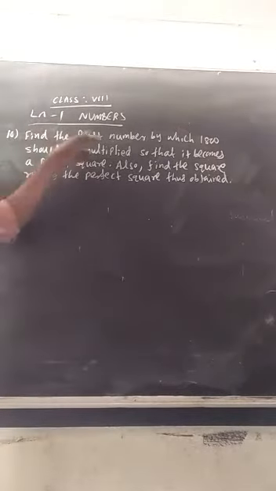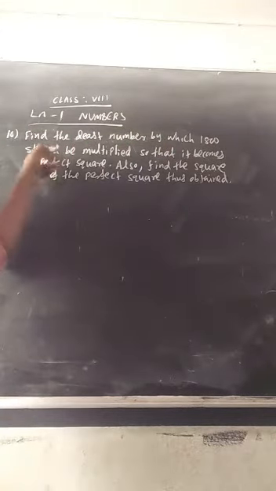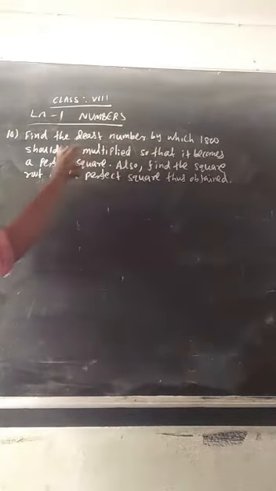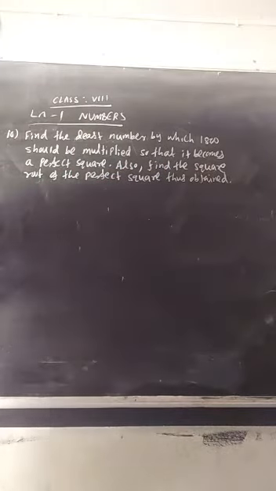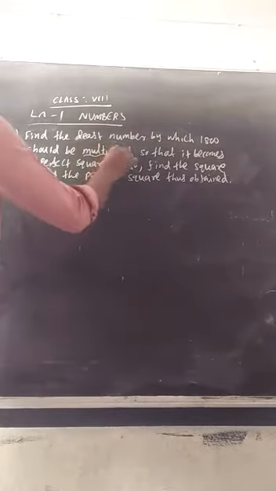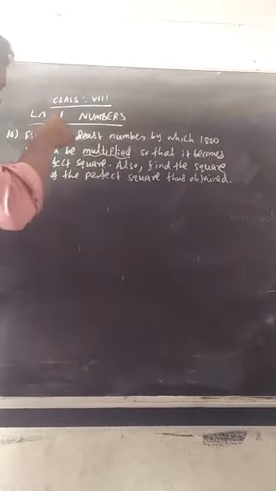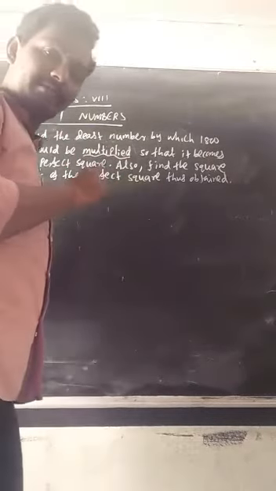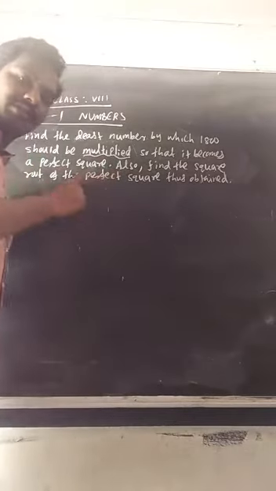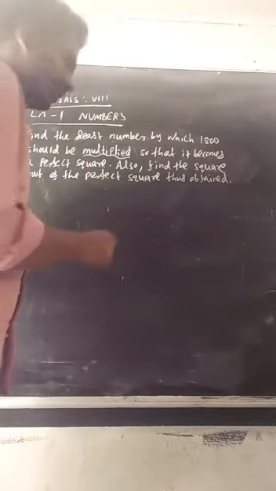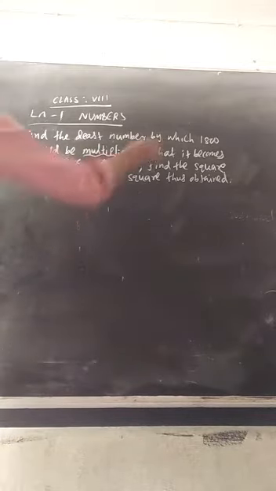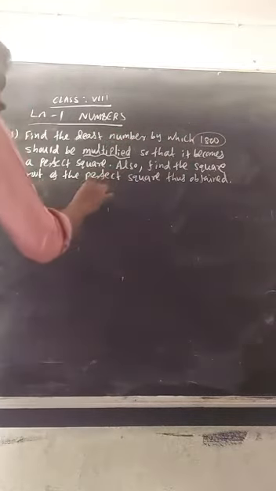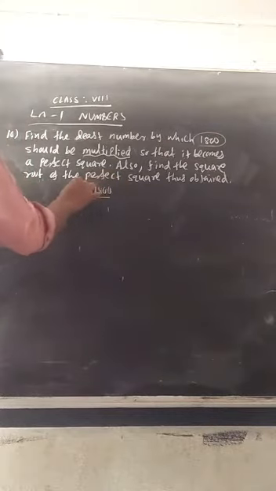Question number 10. Find the least number by which 1800 should be multiplied so that it becomes a perfect square. Also find the square root of the perfect square obtained. So here multiplied. Already I told you, add and subtract means we have to apply the long division method. Here multiplication is there. So multiplication means we have to apply the prime factorization method. What is the given number? 1800.